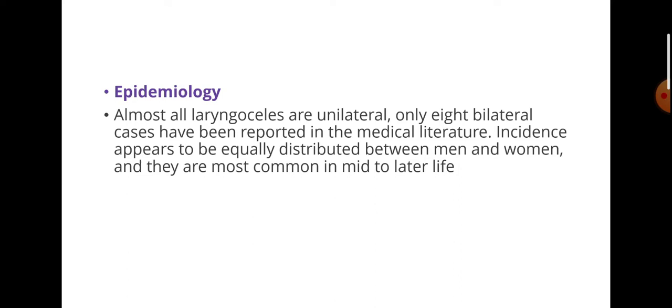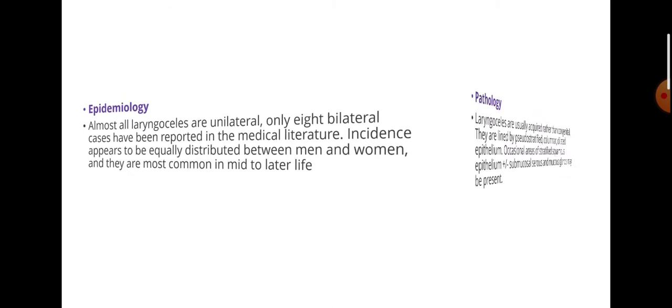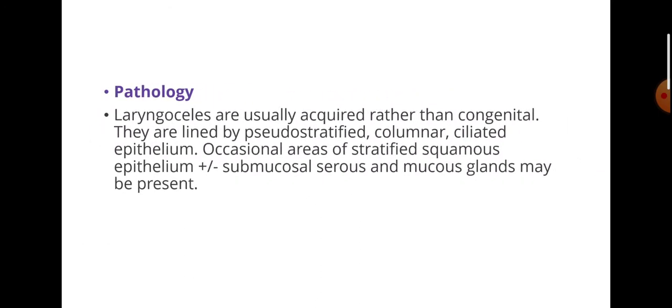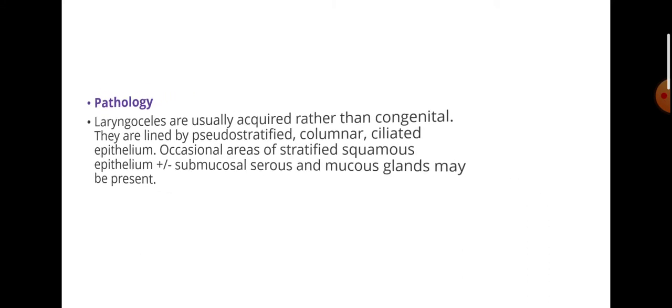The incidence appears to be equally distributed between men and women, and they are most common in mid to later life. Pathology. Laryngoceles are usually acquired rather than congenital. They are lined by pseudostratified columnar ciliated epithelium. Occasional areas of stratified squamous epithelium with or without submucosal serous and mucous glands may be present.